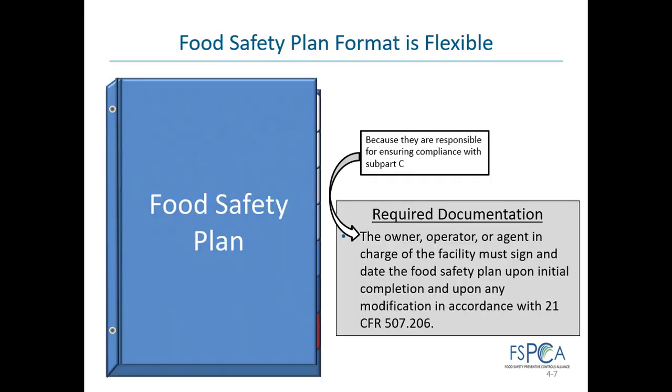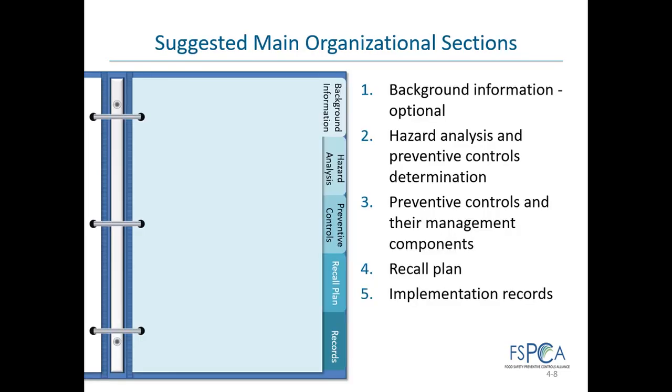Actually, before I do that, let me remind you guys of this right here. This was 507.206, which is a record keeping section. And just a reminder that the owner, operator, or agent in charge has to sign your food safety plan upon completion and any modification. Okay, so that's physical signature or digital signature as long as that's secure. They actually need to sign this. So make sure that the person you're deeming your owner, operator, or agent in charge is capable of doing this record keeping aspect.